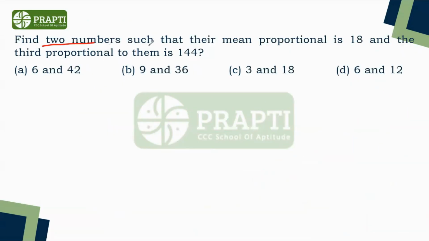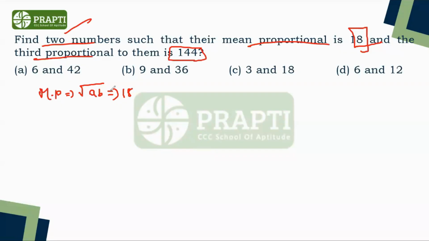Find two numbers. Previously we were finding mean proportion and third proportion, right? But here they themselves have given the third proportion value and the mean proportion value. You have to find those two numbers. So root of AB is equal to 18. Squaring on both sides, AB squared is equal to 18 square, so AB is equal to 324.